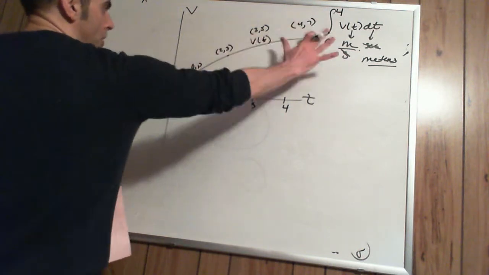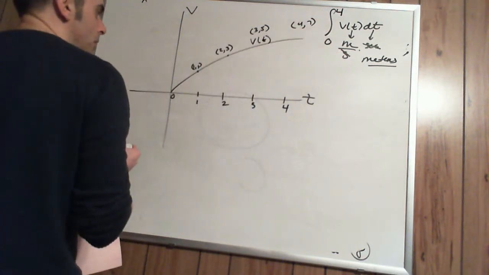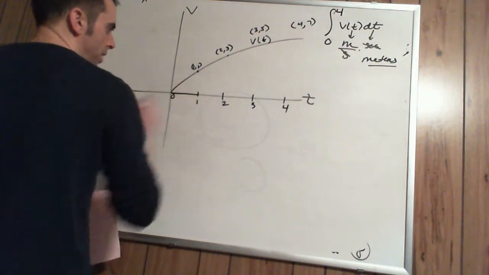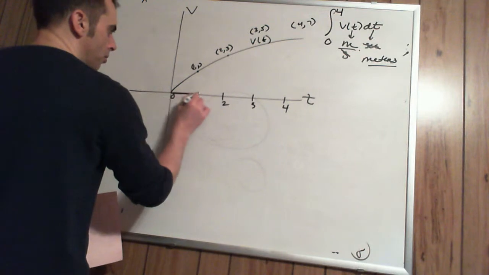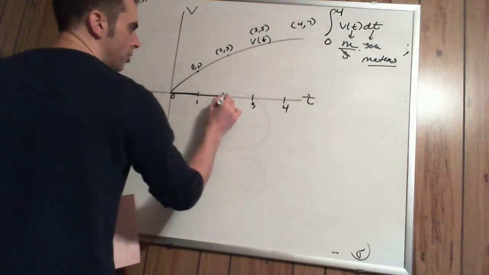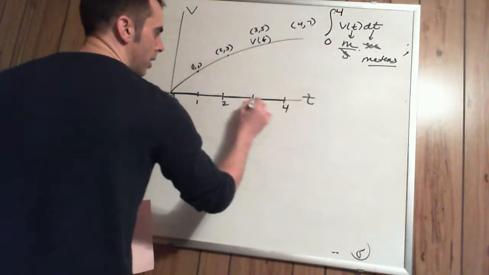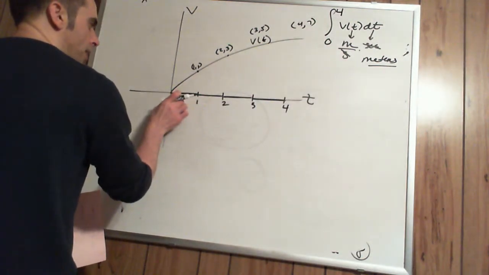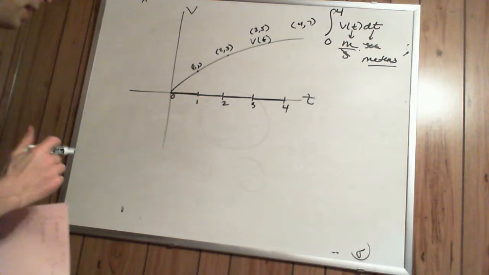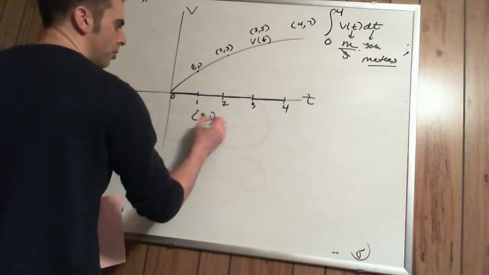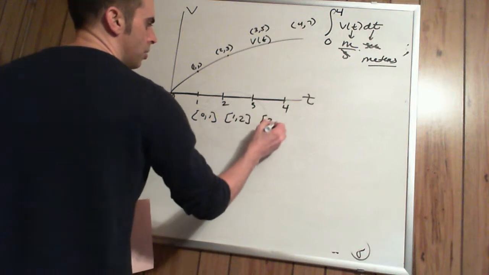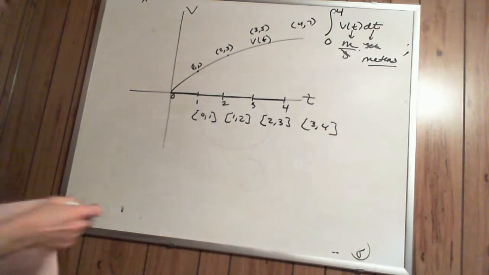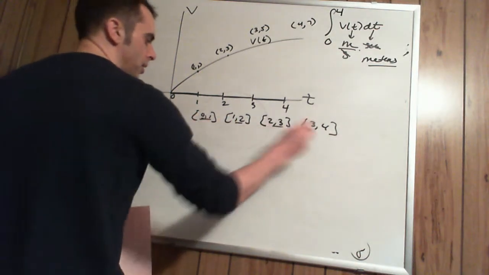Just to throw these numbers out there, to approximate this using a left Riemann sum, I want to use the left endpoints. So if these are my subintervals from 0 to 1, and then from 1 to 2, and then from 2 to 3, and 3 to 4, I'd want to make rectangles where the left endpoint is on the curve. So my subintervals are 0 to 1, 1 to 2, 2 to 3, and 3 to 4. Okay? So that means the width of each of these is 1.